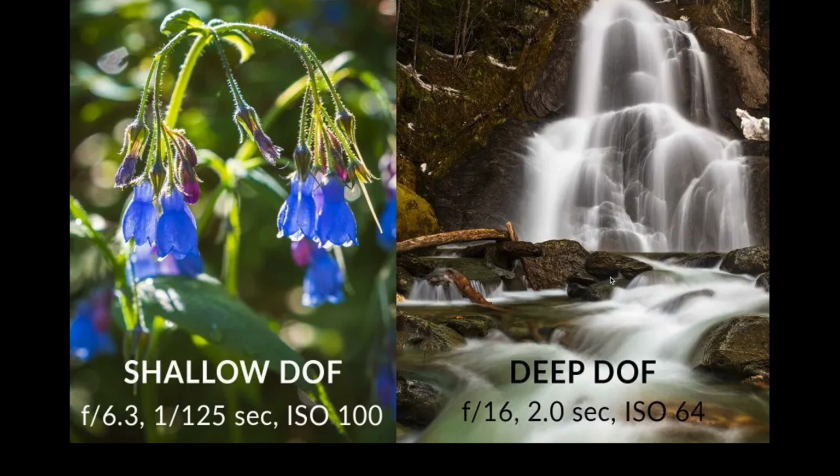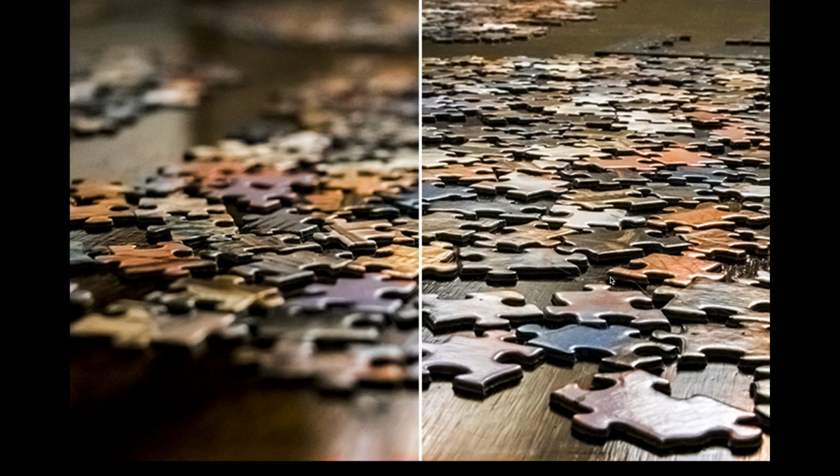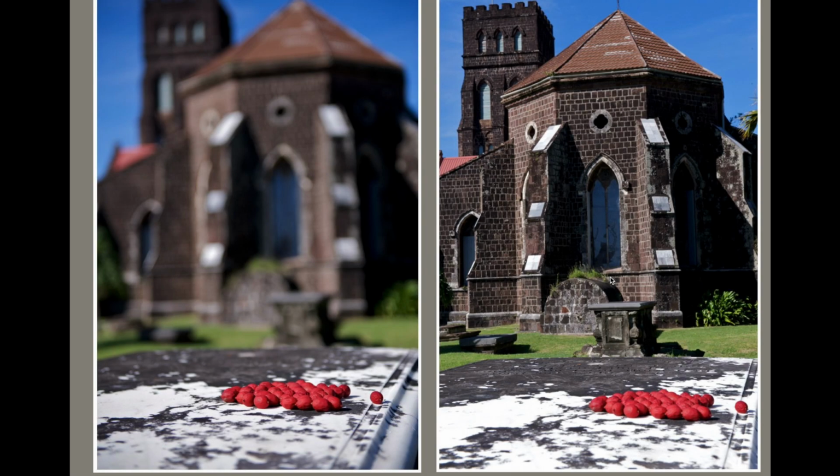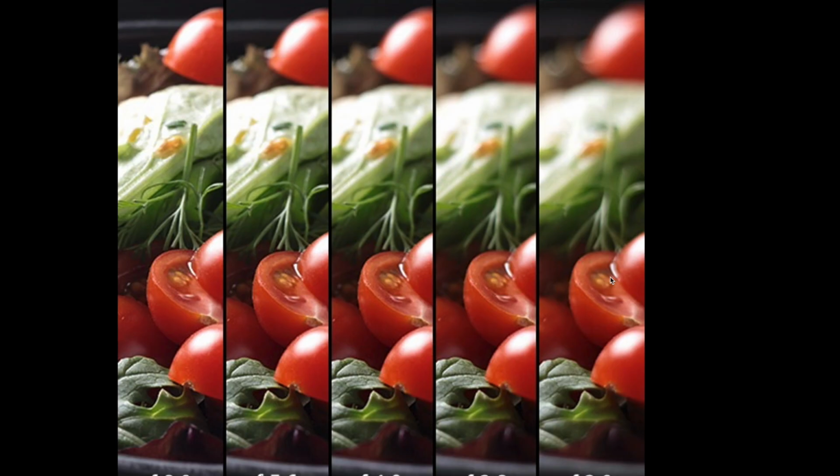Do you want shallow depth of field here at f6.3, or do you want deep depth of field that we see at f16? Same thing with these puzzle pieces. Do you want just a portion of the puzzle pieces in focus, or do you want the whole puzzle piece in focus, or the board? The same thing with these flowers, shallow and deep depth of field, or these red berries on the table. Do you want just the berries in focus, or do you want the whole castle and the whole building in focus at f16? And as we look at the salad, we compare f8 to f2.0.